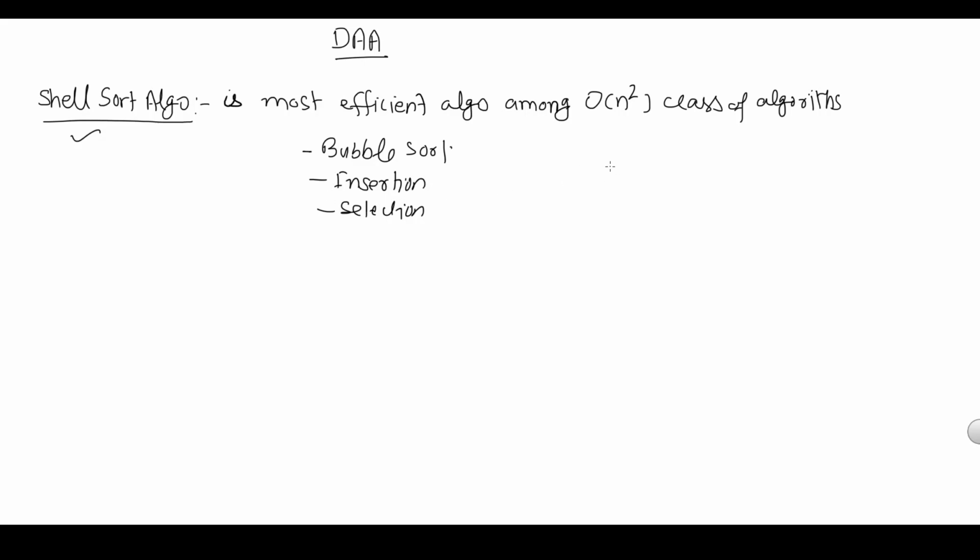This has approximately running time of order of n to the power 3 by 2, which is equal to order of n to the power 1.5, which is less than n square. So this is the most efficient algorithm among this class of algorithms. This algorithm is also called diminishing increment sort algorithm.